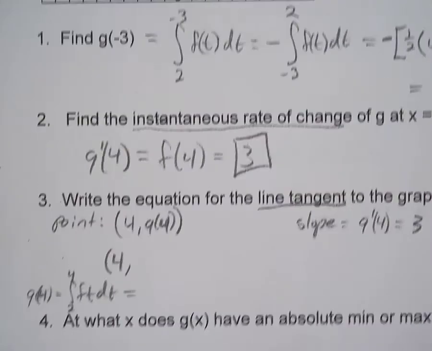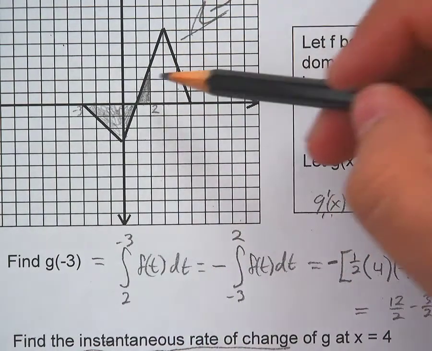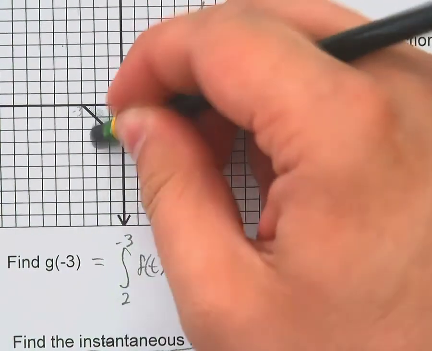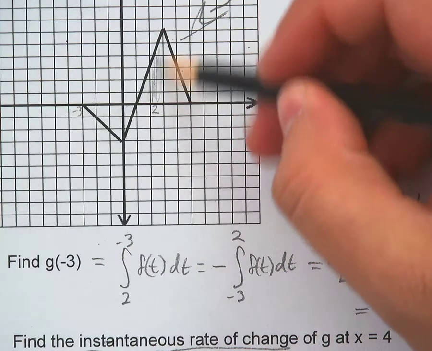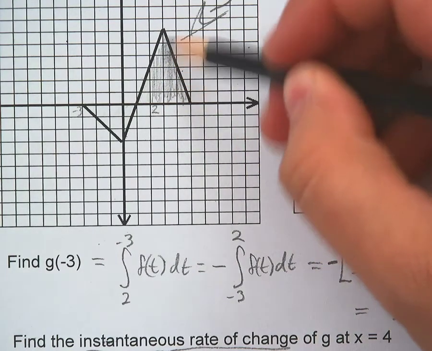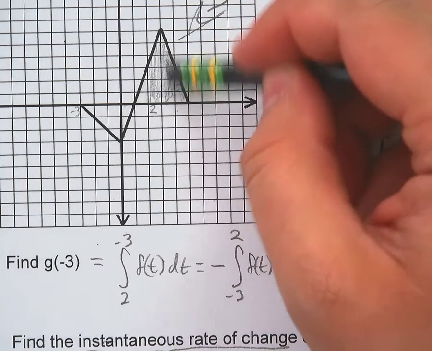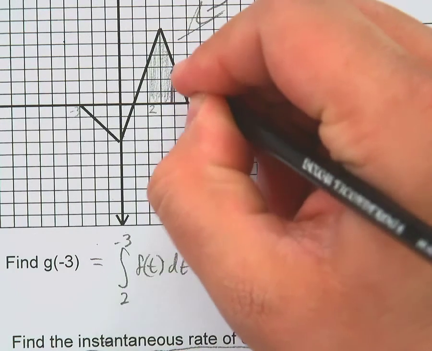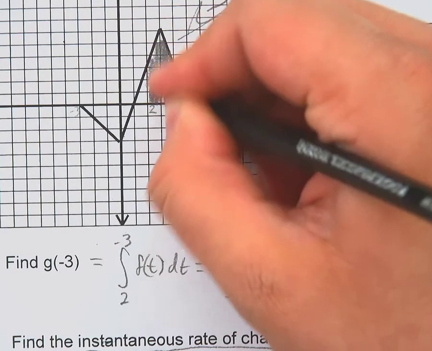Which is going to be the integral from 2 to 4, the area under the curve from 2 to 4. 2, 3, 4. So that's this area. Let me erase this now that I don't need it anymore. It's going to be this area here. Wait, no, not that one. 1, 2, 3, 4. Here. There we go.